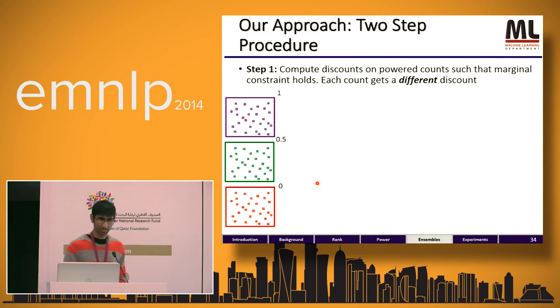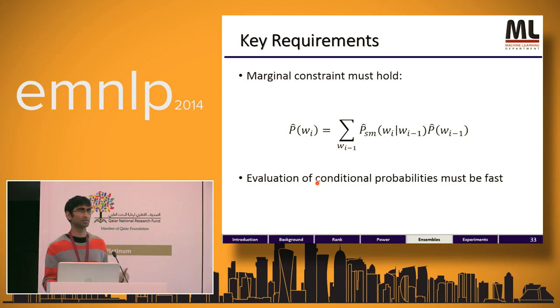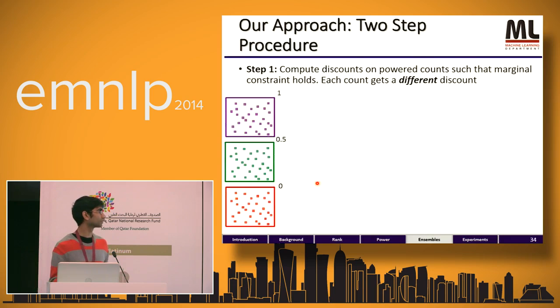So it turns out that you cannot do the same thing that you can do with Kneser-Ney. You can't just subtract a fixed discount. It doesn't preserve marginal constraints, and it doesn't work out. So we have a more general two-step procedure. And if you reduced it to the Kneser-Ney case, you would get what Kneser-Ney does, but our approach is different.